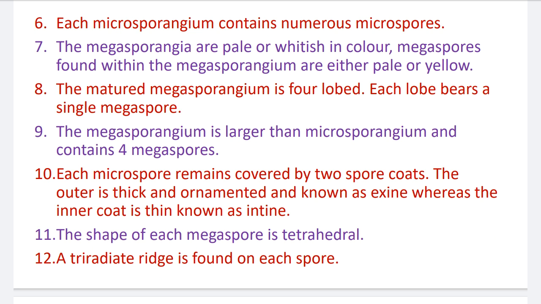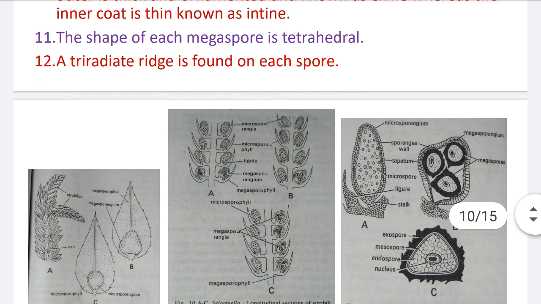So these are the 2 protective walls of the microspore. Number 11. The shape of each megaspore is tetrahedral. So this is the shape of the megaspore, which is tetrahedral. Number 12. The triradiate mark or ridge is found on each spore. The triradiate mark or ridge occurs on each spore.